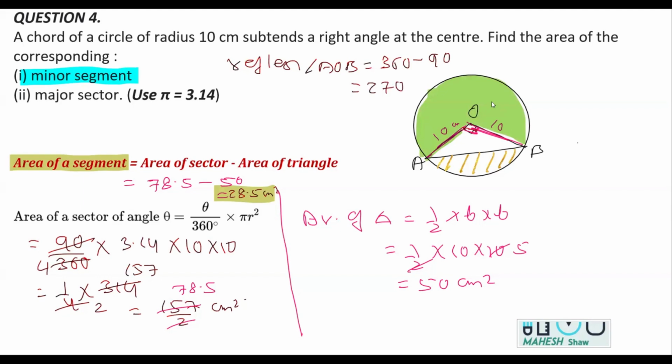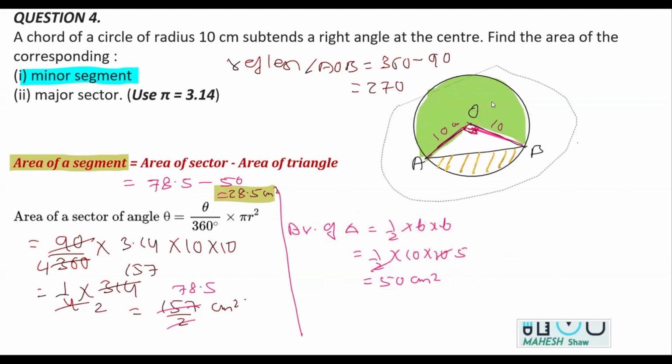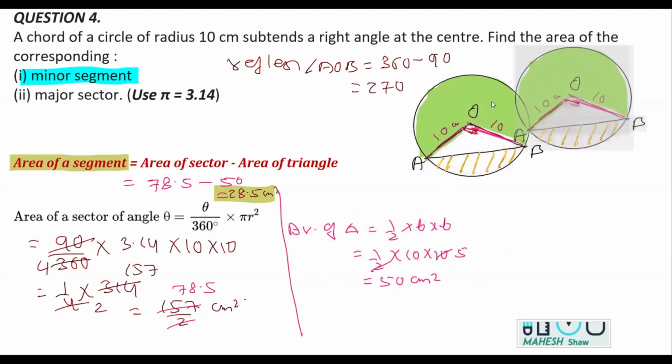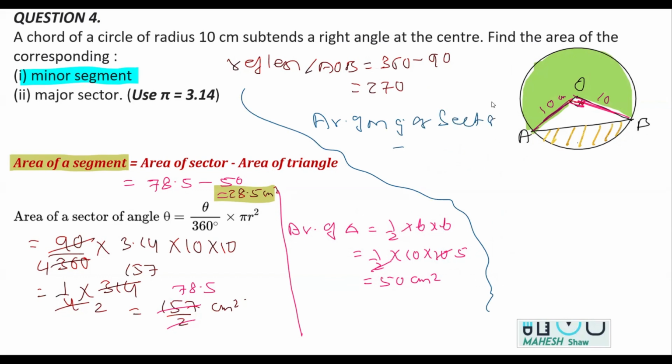So once we got the angle, we can easily find its area. So let's make some space for it. Now the rest I'll do here only. So we can say that the area of the major sector, well, the formula remains the same, whether it's minor or major, it's going to be theta over 360 into pi r square. Theta, as we calculated, is 270 over 360 into pi, which is 3.14.